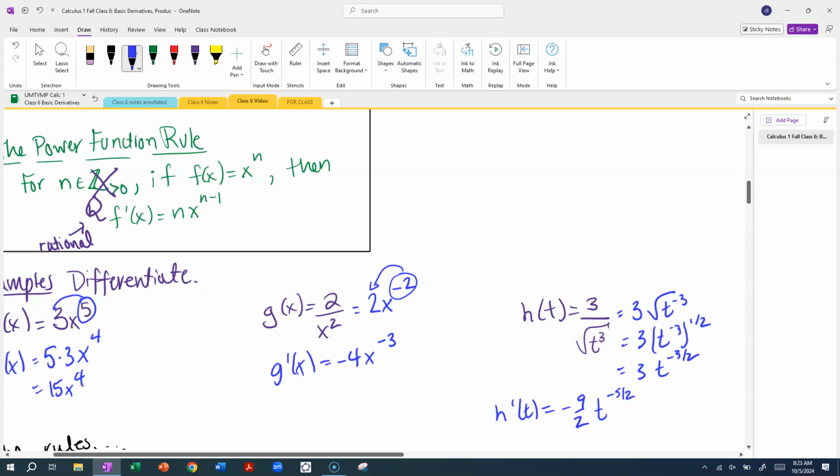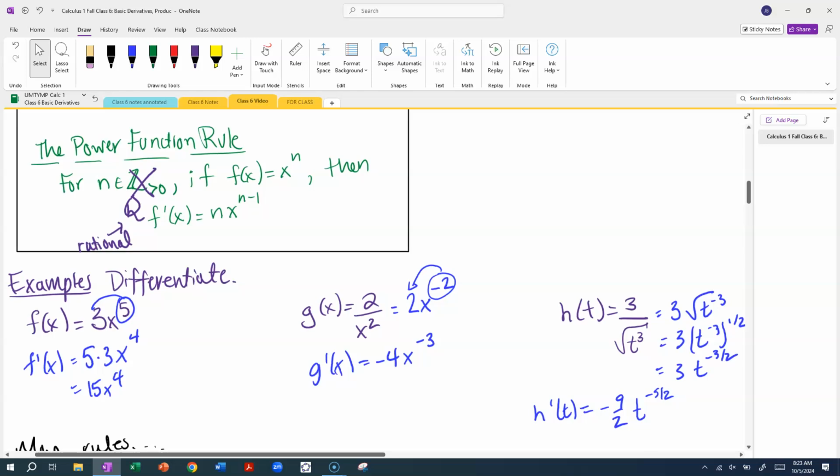So we didn't have any constants, but notice that if we had a constant involved, since it was times the power function, we just left it there. That's actually coming up in a rule that you'll see in the next video. Stay tuned.